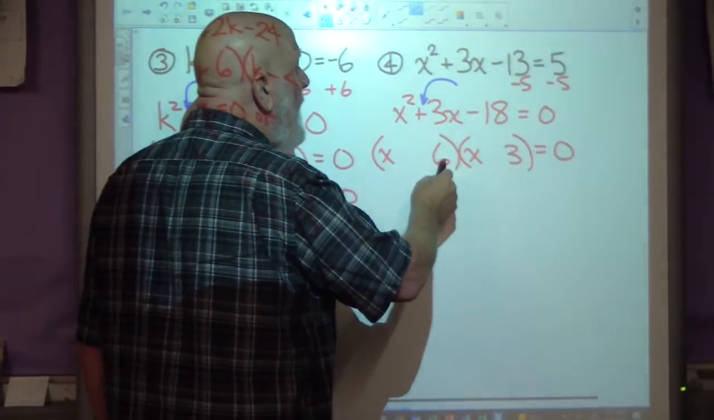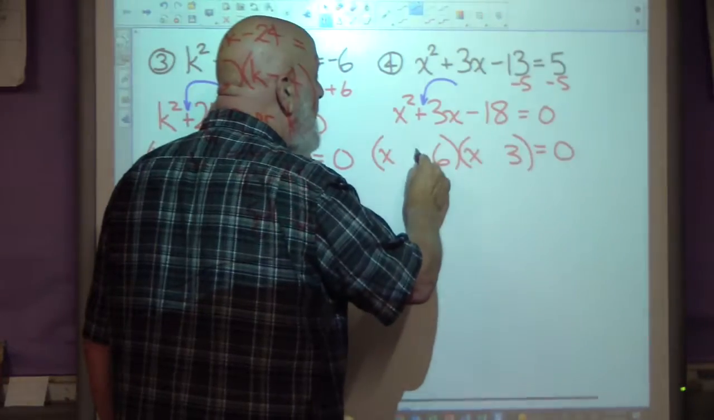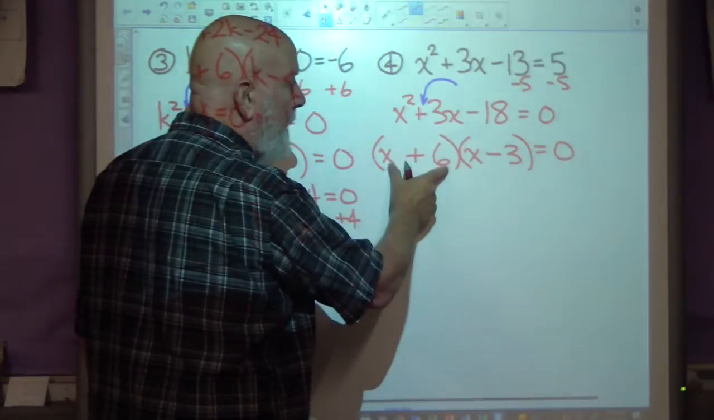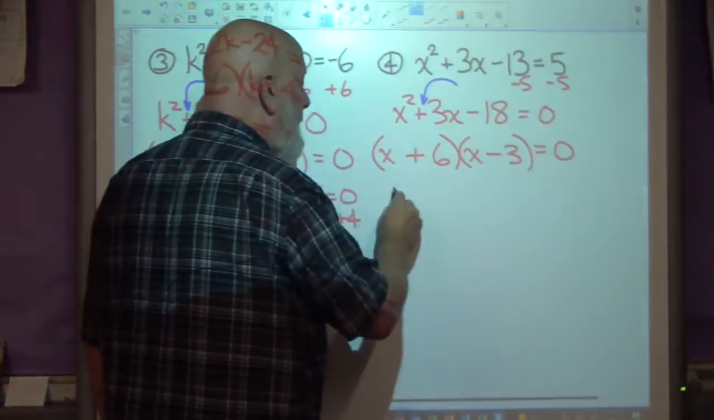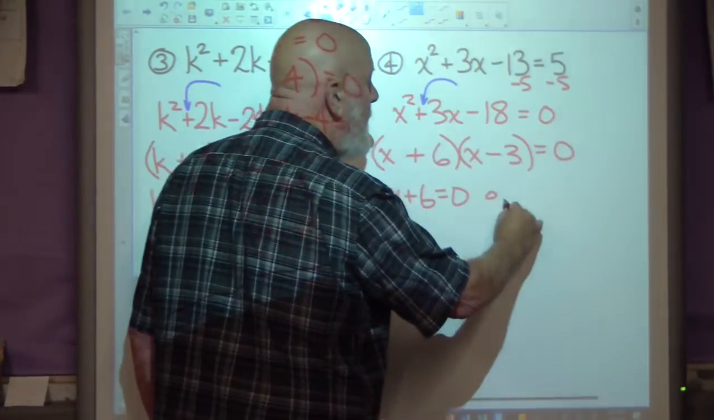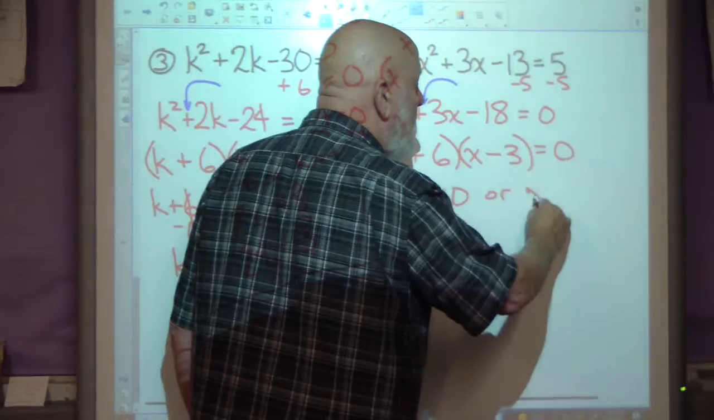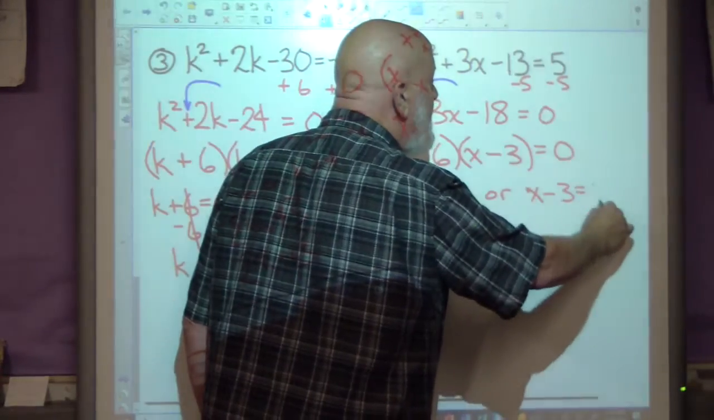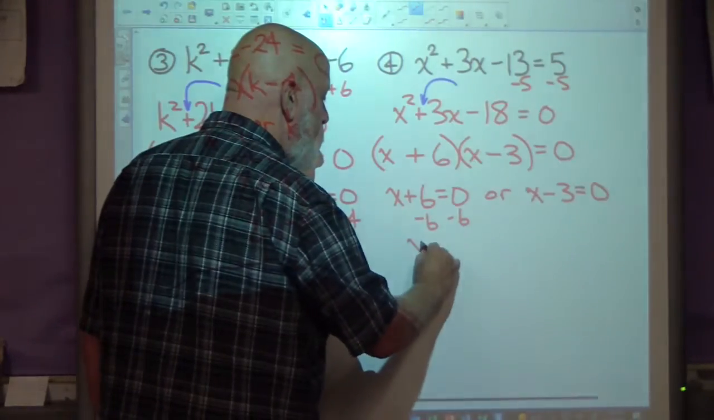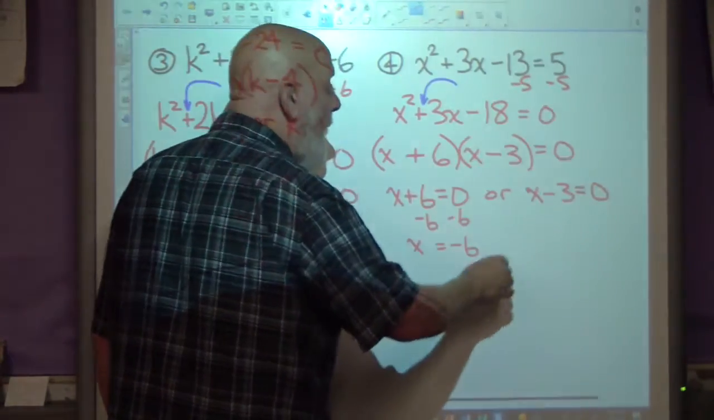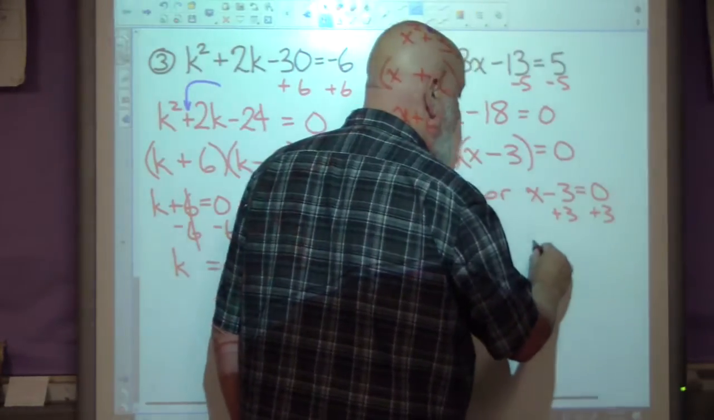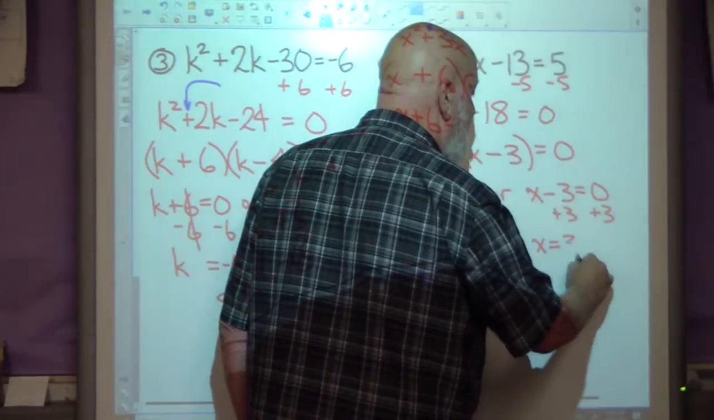How about that? In order for these to add up to positive 3, the 6 has got to be positive, the 3 has got to be negative, and now I employ the zero product property. If this times this is 0, then either this one is 0, x plus 6 is 0, or this one is 0, x minus 3 is 0. And we solve both of these little equations. Subtracting 6 from both sides yields x is equal to negative 6. Adding 3 to both sides to isolate this x here yields x is equal to positive 3.